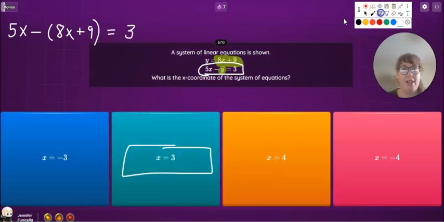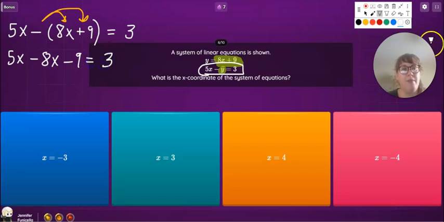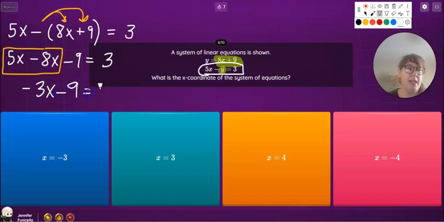And now to solve for the x coordinate here, the first thing we would want to do is distribute. We want to distribute that negative sign. So we get 5x minus an 8x minus a 9 equals 3. We can combine our like terms. 5x minus 8x is a negative 3x, minus 9 equals 3, copying it down.